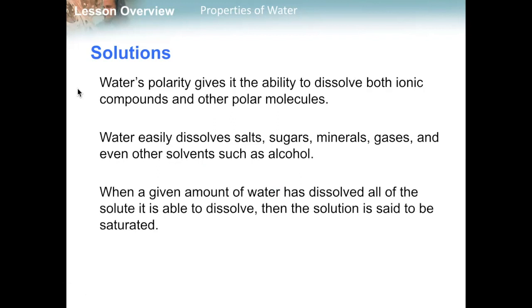Water's polarity gives it the ability to dissolve both ionic compounds and other polar molecules. Water easily dissolves salts, sugars, minerals, gases, even other solvents such as alcohol. When a given amount of water has dissolved all of the solute it is able to dissolve, then the solution is said to be saturated.